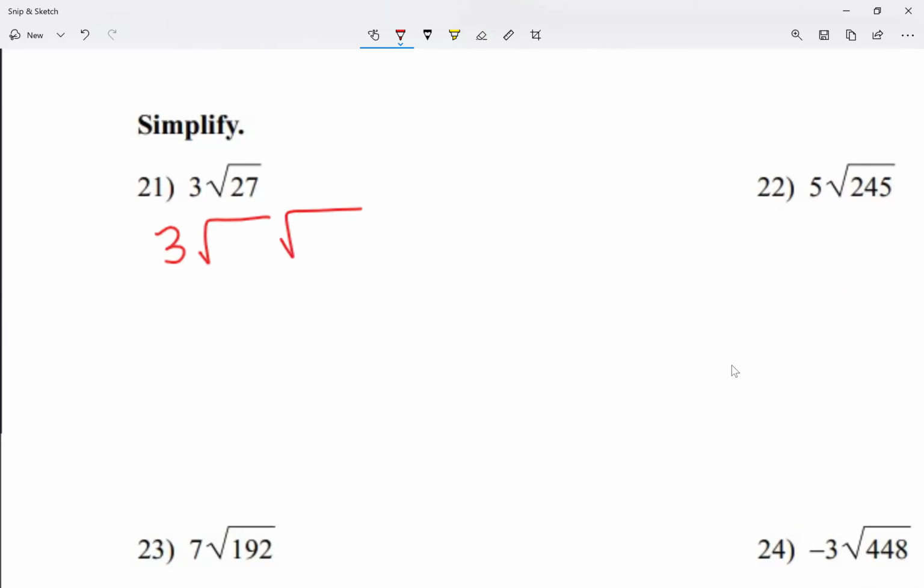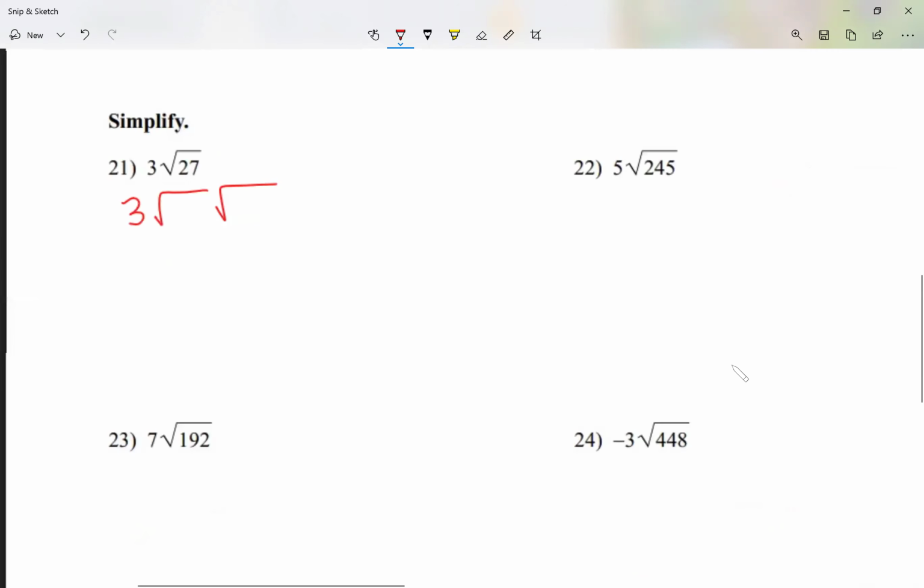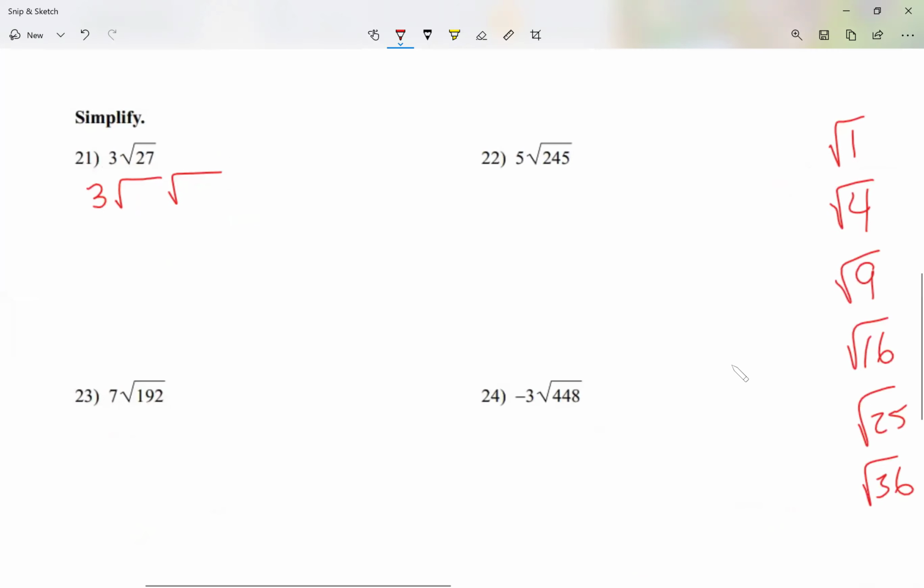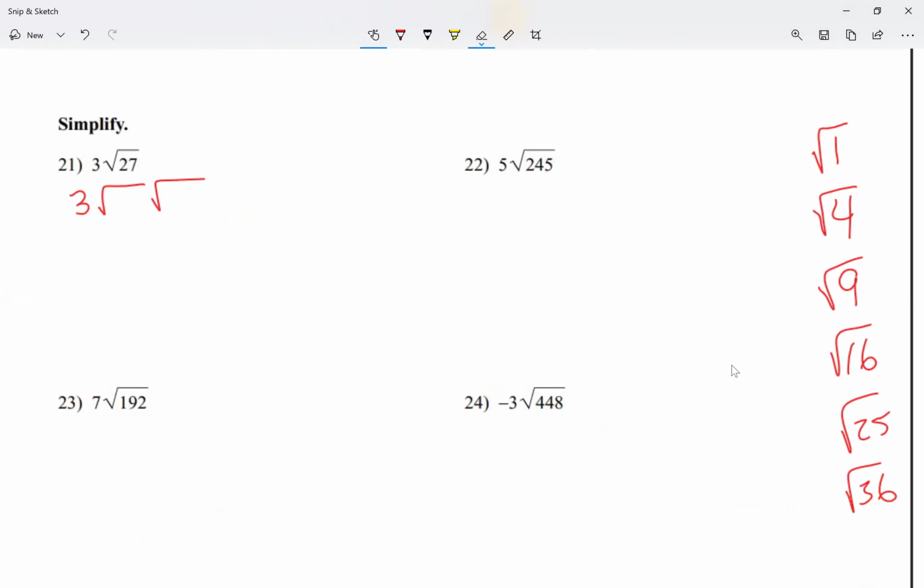So I'm going to be thinking of 2 numbers that multiplied together equal 27. But one of my numbers has to be from the perfect squares. So a reminder, let me just show you guys the list that I have at the side. Again, it has to be one of those perfect squares. Let me erase the square root of 1, right? That one doesn't really make my number smaller. So let me erase the square root of 1. We're not going to use that.